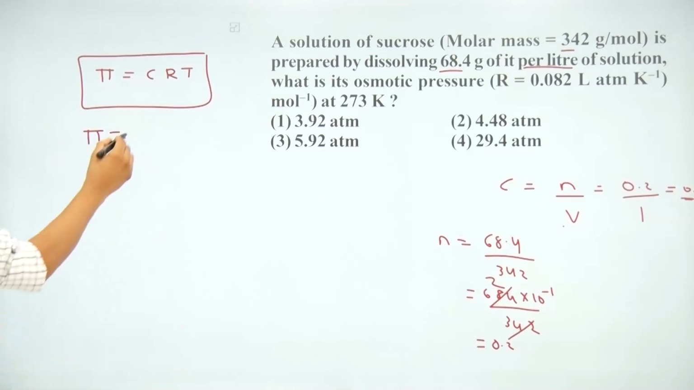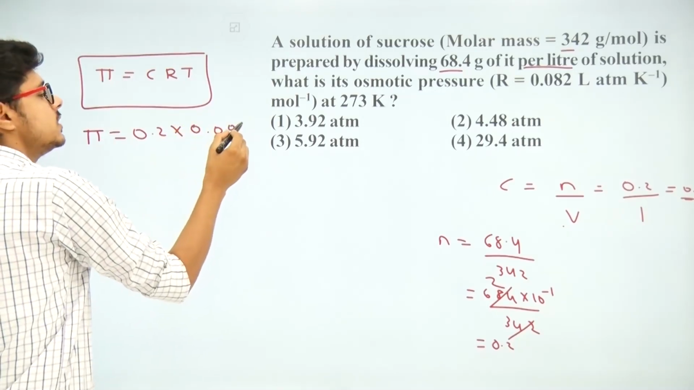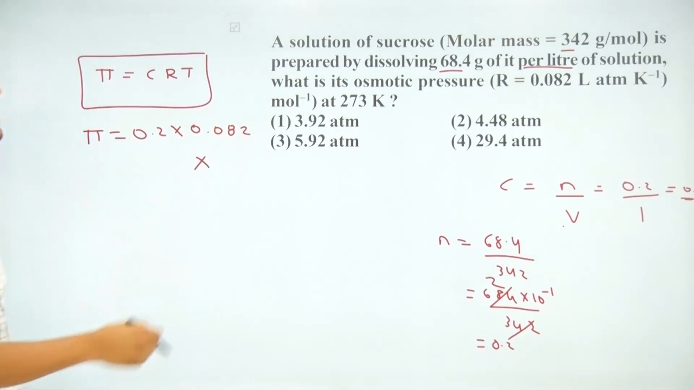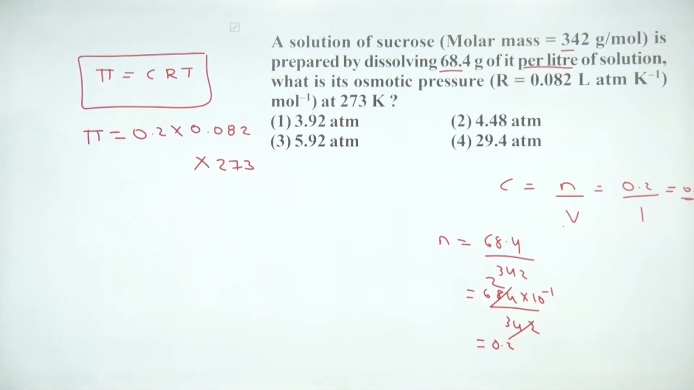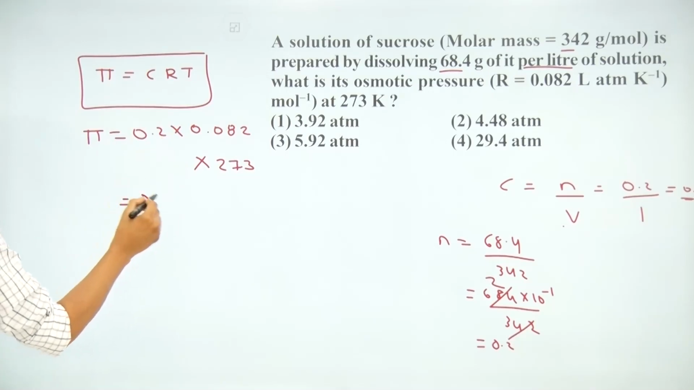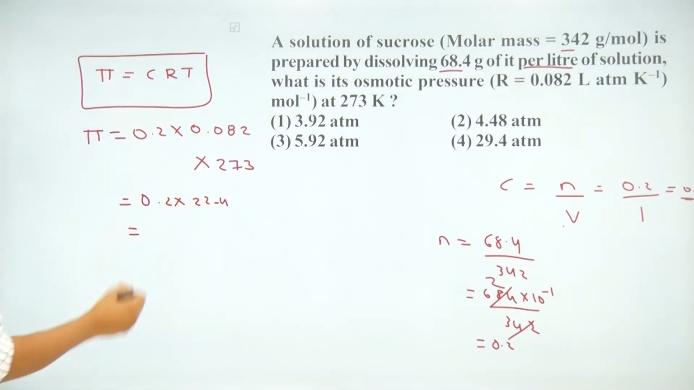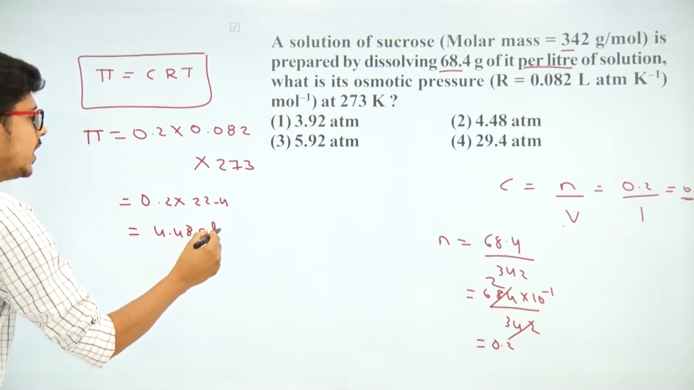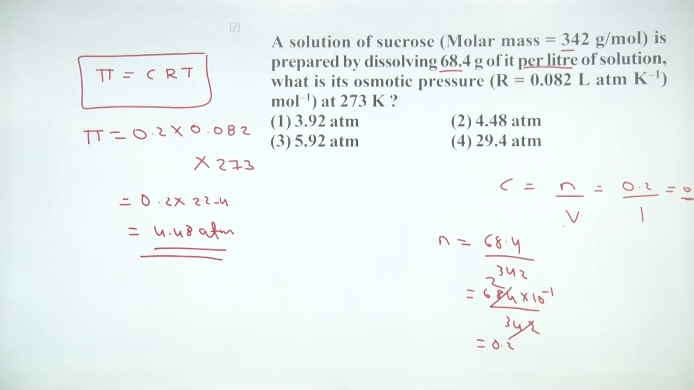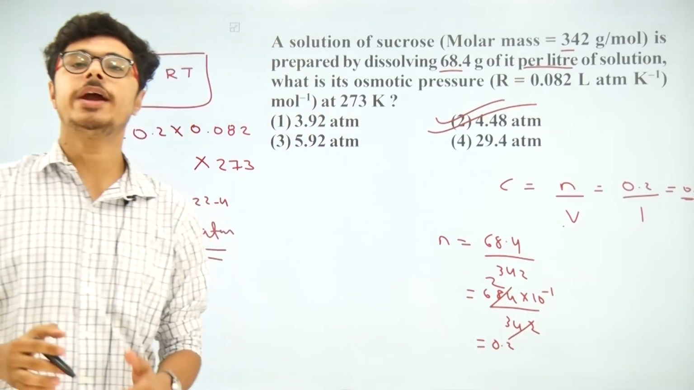Now let's put this here. Concentration is 0.2 into the value R, where R will be 0.082, into the value of temperature, which is given as 273 Kelvin. So this will be 0.2 into 22.4, and our answer comes out to be 4.48 atm, and our correct option from here will be option number 2, that is 4.48 atm.